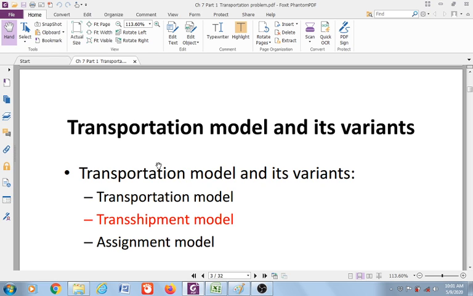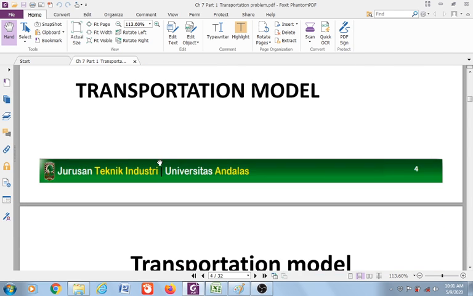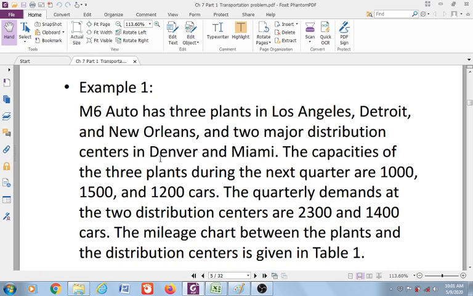We will start from the first model, which is the transportation model. Example 1 gives you the description of what the transportation model is about. So the transportation model is about sending some product from sources to destinations, where the sources have limited capacity, and the destinations have demands.